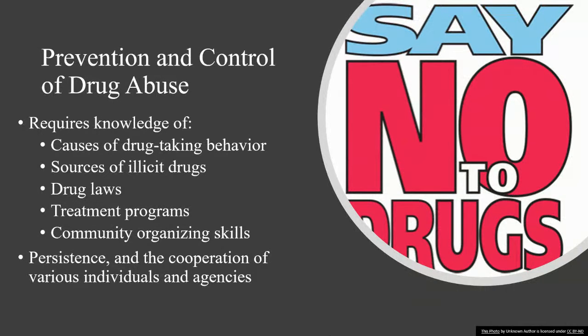When we look at drug prevention and the control of drug abuse, you have to think about several items. First, what caused the person to start the drug-taking behavior? What were the risk factors that caused the person to want to take it? Because you have to look at the underlying reasons for drug-taking behavior when considering a treatment plan. You have to look at the sources of illicit drugs. Where are they getting their drug source? You also have to look at the drug laws, treatment programs available, and community organizing skills and community resources.